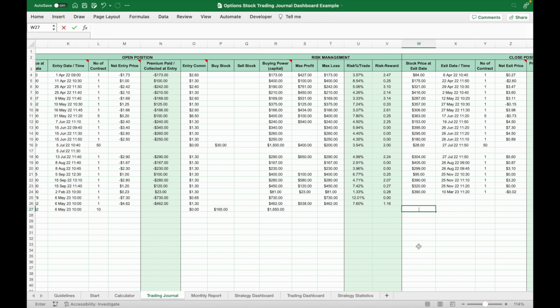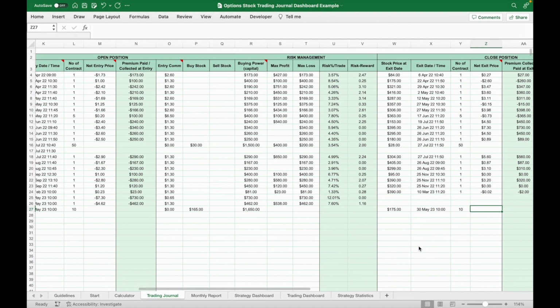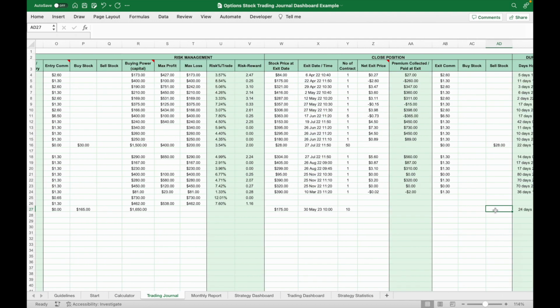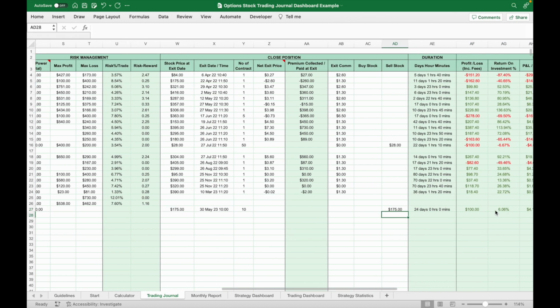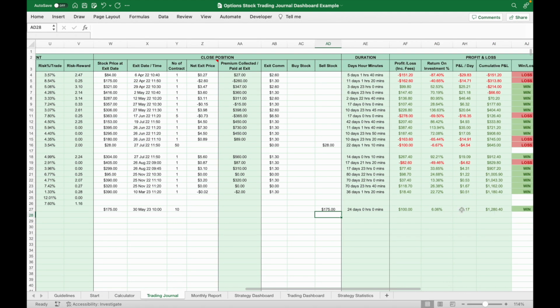For example, when I exit the price is around 175, input your exit date or time, enter the number of shares you exit, input the stock price at sell stock column. So as you can see, the duration and the profit and loss will automatically calculate when you input the details on close position column.